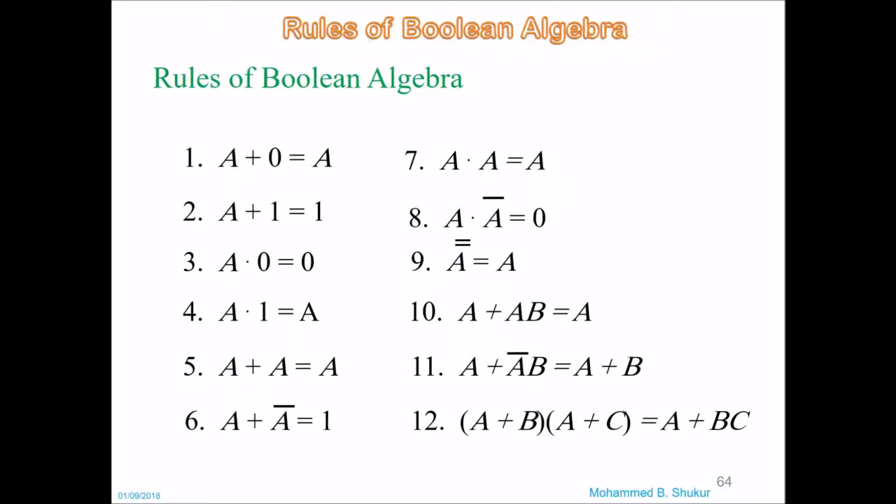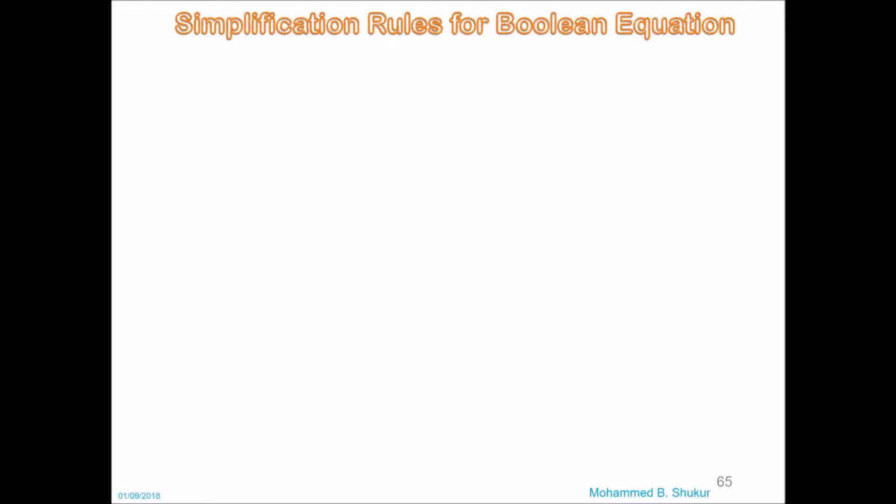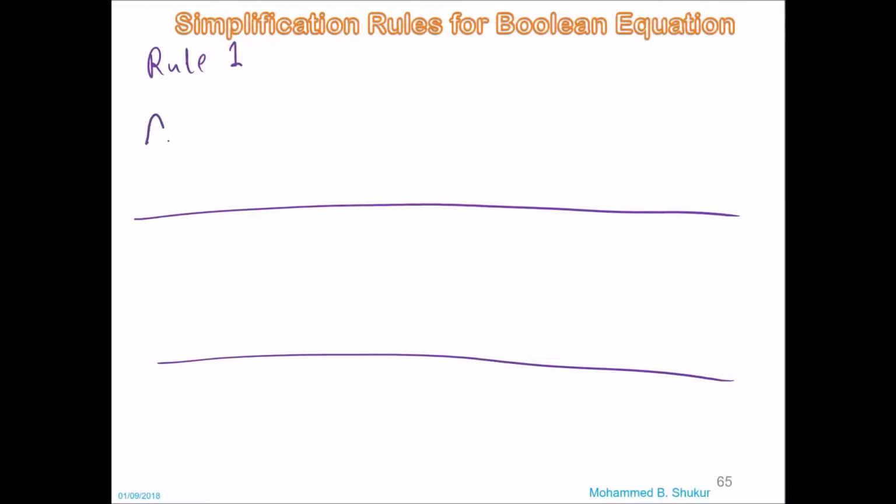Okay, let's start with the first one. Rule number 1, A or 0 equal A. Okay, now let's test this case. So you can see here we have an OR gate. So I have two cases because A may be equal to 1 or A equal to 0. So this is for case 1 and I use an OR gate for case 2.